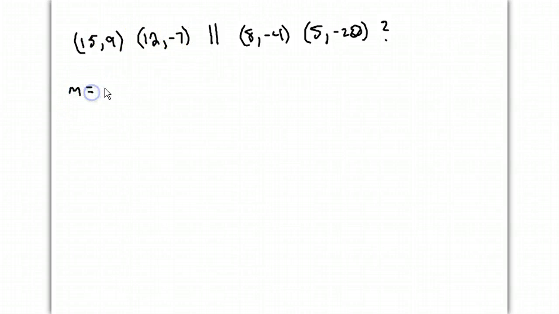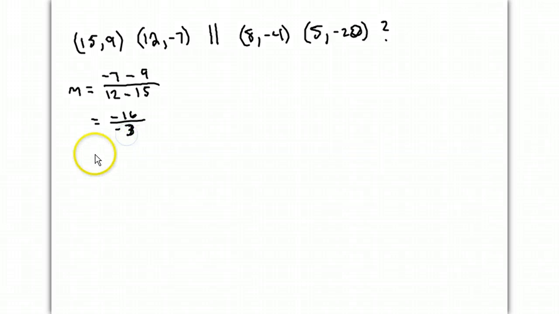So based off the formula, it'll be y2, which is negative 7, subtracted from y1, which is 9. And it'll be divided by x2, which is 12, subtracted by x1, which is 15. So you have negative 7 minus 9, that's a negative 16. And 12 minus 15, which is a negative 3. So two negatives will cancel each other out. So this will end up being a positive 16 over 3. You don't have to convert this into an improper fraction or anything. You just want to see if the other side will come out equal.